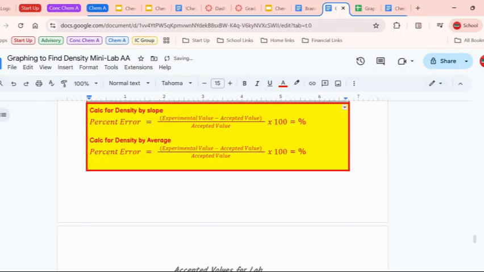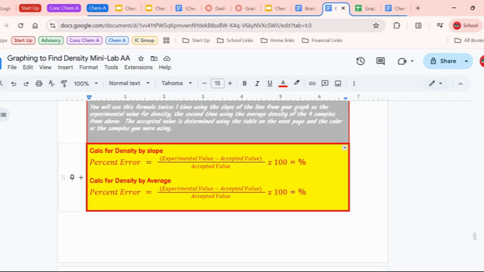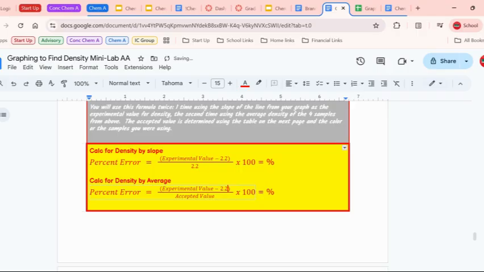Now, the way we calculate that number, ladies and gentlemen, is this is your target. This is your accepted value. So everywhere in here where it says accepted value, I'm going to replace it with that number. I'm going to click it, highlight the words, and replace it with that accepted value. Now, you do not have to worry about units because your units are already set as a percentage. So you only have two numbers left to enter and then do the calculation.